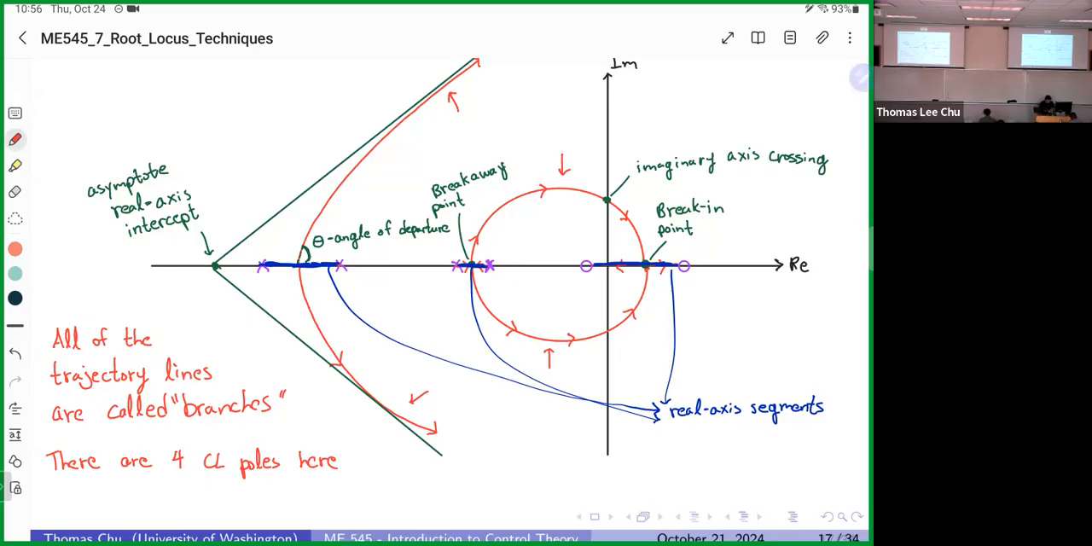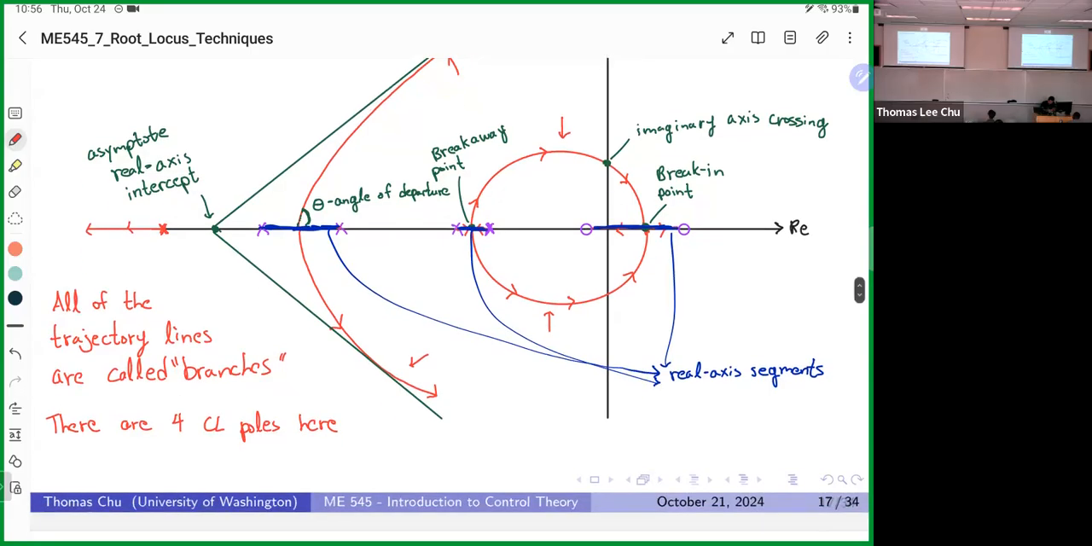And I actually don't think I drew this quite right. I think these lines should be going vertically for this to be correct. I think I need one more pole here, and that's going to go this way. I think this is correct now. This is what it's going to look like, and I'll tell you why. So there are five closed loop poles here.